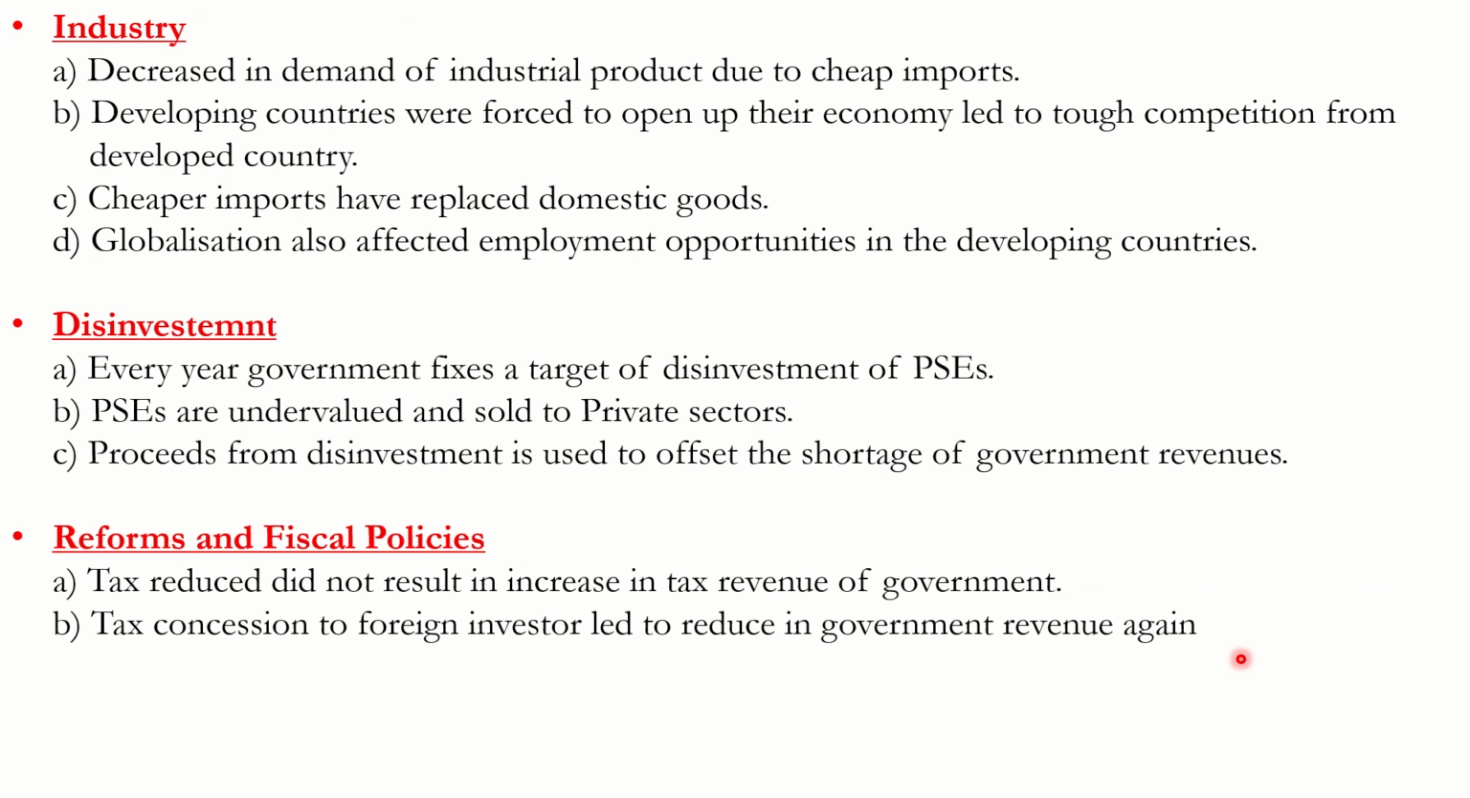Now, demerits under industry: decrease in demand of industrial products due to cheap imports. Now, we were importing too much from other countries. It was cheaper than the domestic market. Developing countries were forced to open up their economy, leading to competition from the developed countries. We were facing tough competition from the developed countries. They had very good quality, and the price was less than the domestic goods. Therefore, it was a tough competition between the developed countries and the developing countries. Cheaper imports have replaced domestic goods, as we were importing goods which are cheaper than the domestic goods.